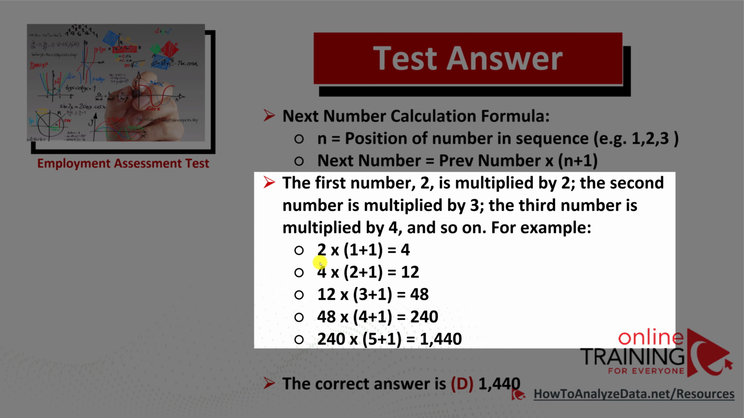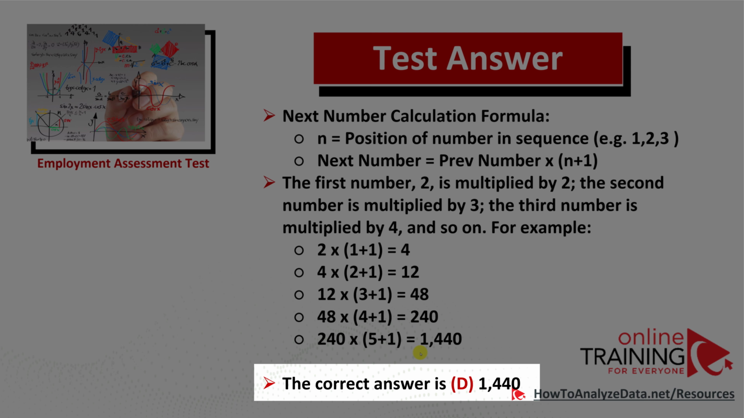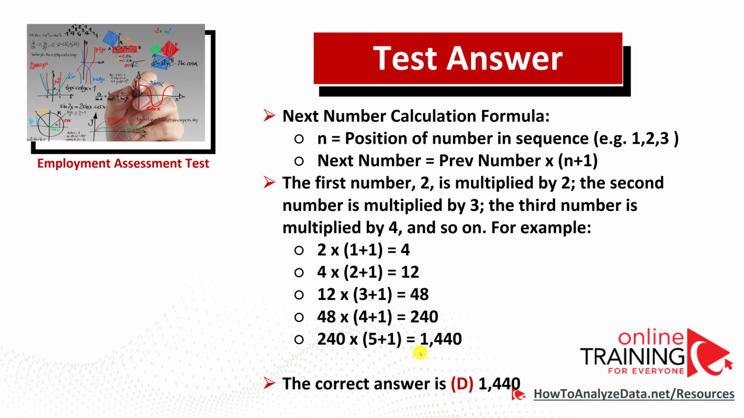So our number calculations would be, for the second number, 2 multiplied by 1 plus 1 equals 4. For the next number, 4 multiplied by 3 equals 12. For the next number, 12 multiplied by 4 equals 48. For the next one, 48 multiplied by 5 equals 240. And for the last number is 240 multiplied by 6 equals 1,440. The correct answer here is D, 1,440. Hopefully you've nailed this question.